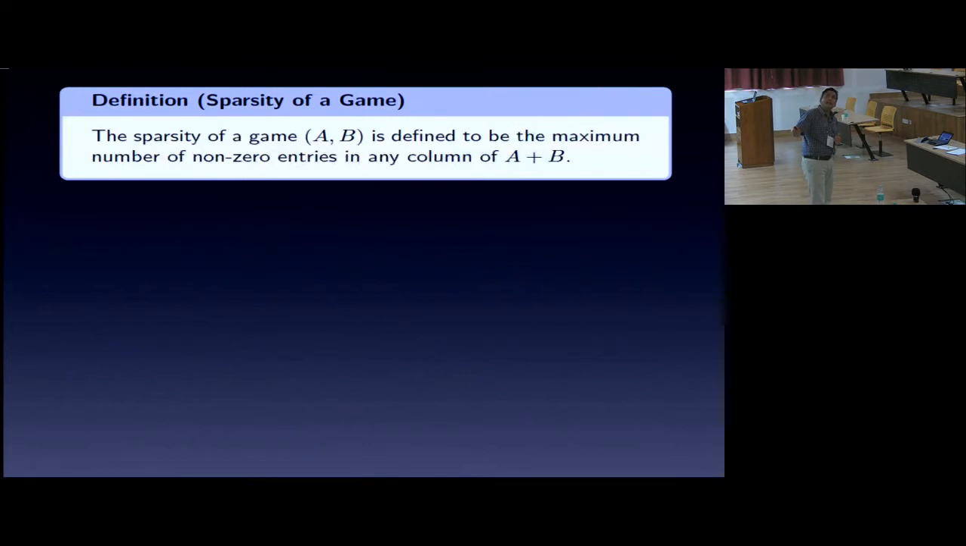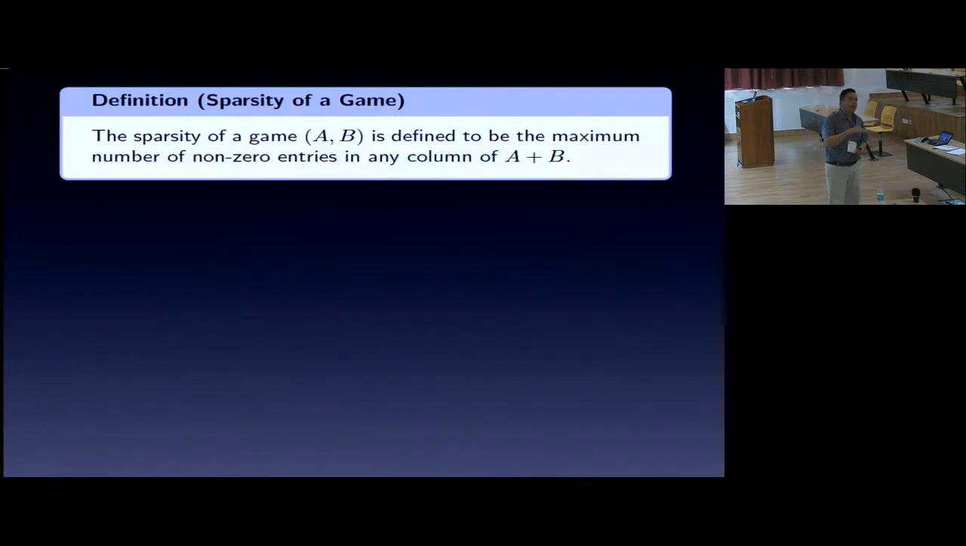So recollect that A and B are the two payoff matrices of the game. They are the two payoff matrices of the two players. So what I do is I look at the sum of these two matrices, entry by entry sum, and I say that a game is S-sparse if any column of this sum matrix has no more than S non-zero entries. Again, this is sort of a simplification.